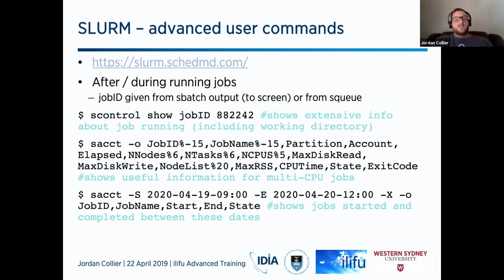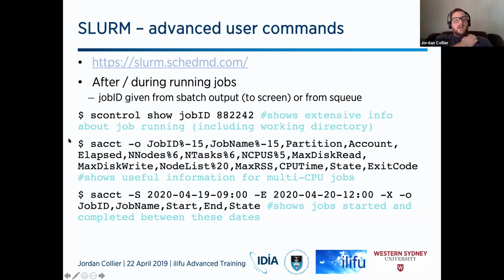This is only for running jobs, or if you want it for completed jobs, you could run sacct. So say that we had a job running with this particular job ID, I could run scontrol show job ID and then this ID, and this gives you quite extensive information about that job that's running, including your working directory. And there are ways, if you need to even change some of the specifications of that job while it's running. So this is a useful way to interact with that.